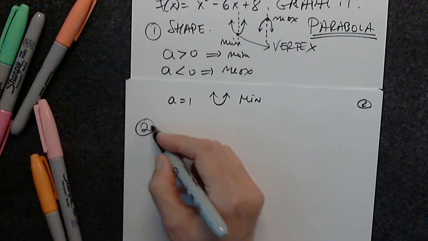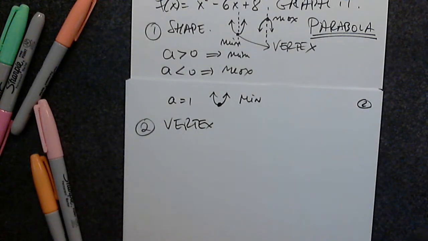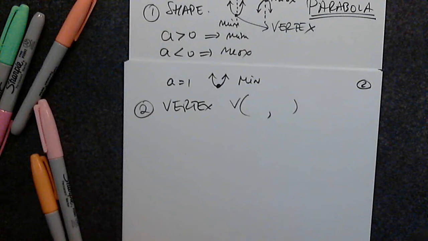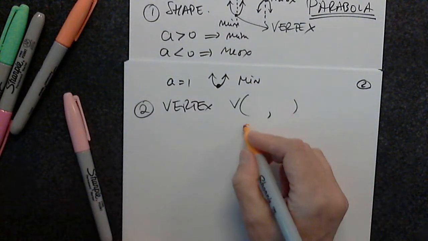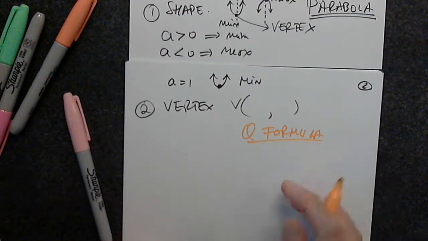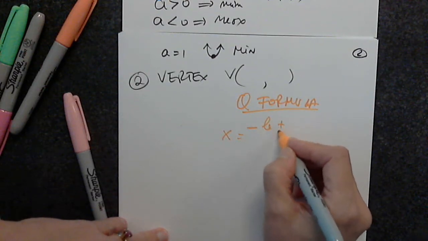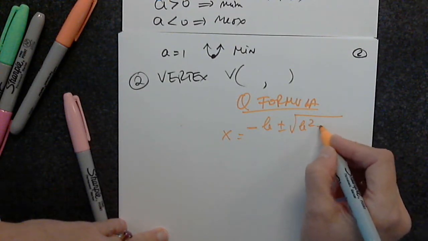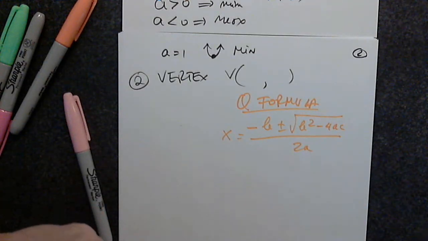In step number 2, we have to determine the vertex, which is this point, an extremely important point. So the vertex is a point on the coordinate system. And if you allow me to go back to the quadratic formula, only because I want to make a point. And the point is, the quadratic formula is negative b plus or minus the square root of b squared minus 4ac, divided by 2a. So why do I need this?